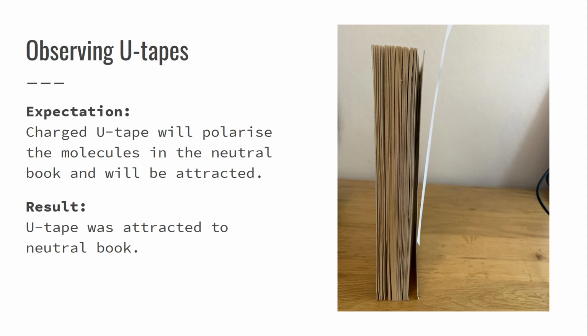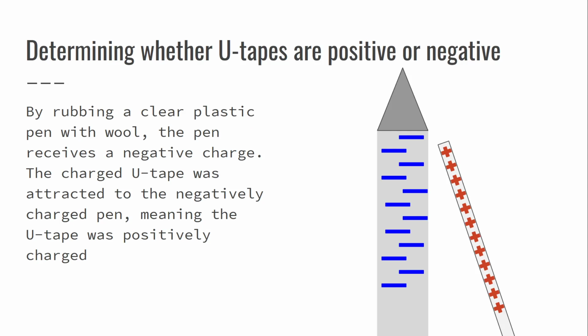Next, we looked at the interaction of a single charged U-tape and neutral matter, such as the book seen here. From our knowledge of polarization, the expectation here is that the charged U-tape will cause the molecules in the book to polarize in such a way that the charged tape will be attracted to the neutral matter. In performing the experiment, we saw that this is what happened. We then needed to determine whether the tape was positively charged or negatively charged. To do this, we created a negative charge using a clear plastic pen by rubbing the pen with wool. As we know the pen has a negative charge and the tape was attracted to the pen, we can determine that the tape was positively charged.